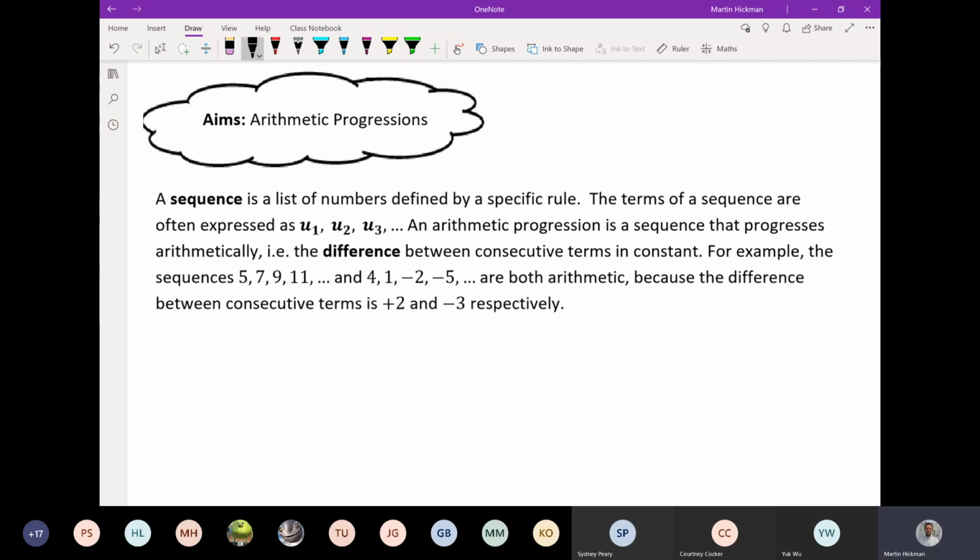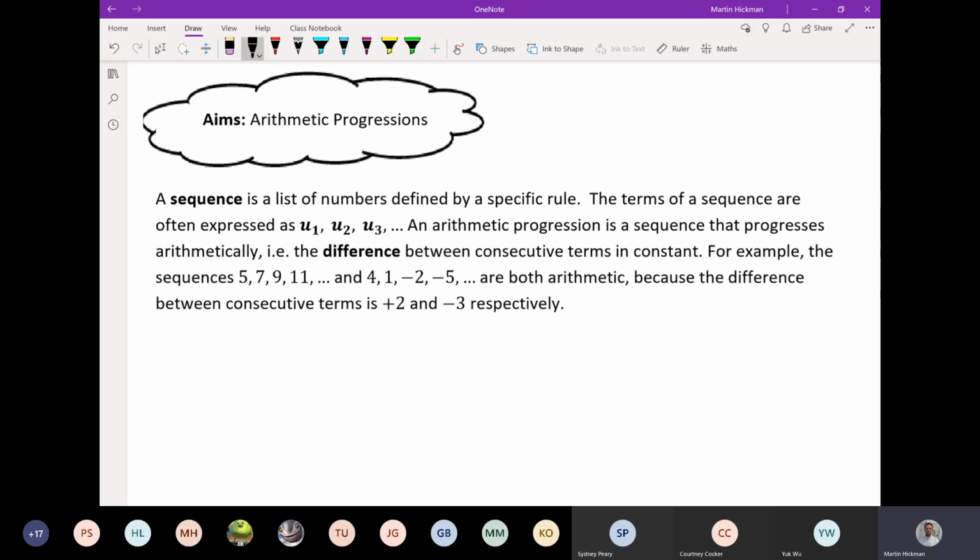But we're moving back into pure, and this is pure handbook 10, all about sequences and series. So we'll start with sequences. A sequence is just a list of numbers defined by a specific rule. You might have remembered this from GCSE as when you looked at nth terms. The terms of a sequence are often expressed as U1, U2, U3, with U1 being the first term, U2 being the second term, etc. An arithmetic progression is a sequence that progresses arithmetically, i.e. that the difference between the consecutive terms, so going from one to the next, is constant. Okay, it's always the same.